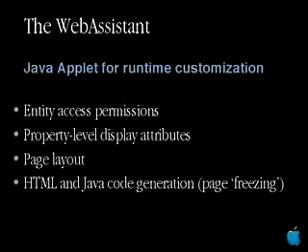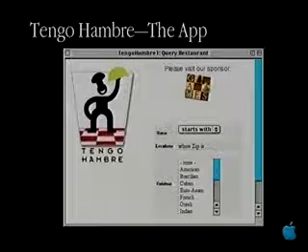So the web assistant allows you to configure things like your access permissions and entities, the way you want to display your attributes, and general page layout issues. This is the final application we're working towards, the Tengo Hambre application. We're going to have 3 pages.